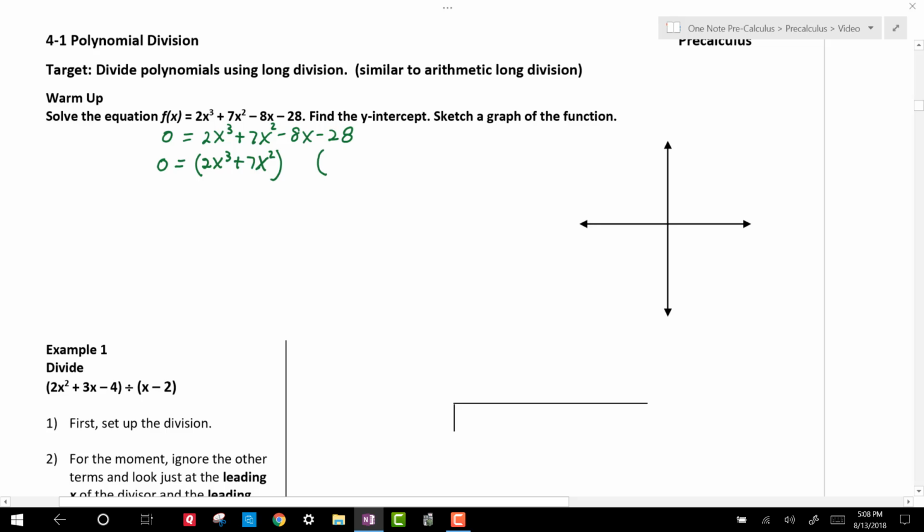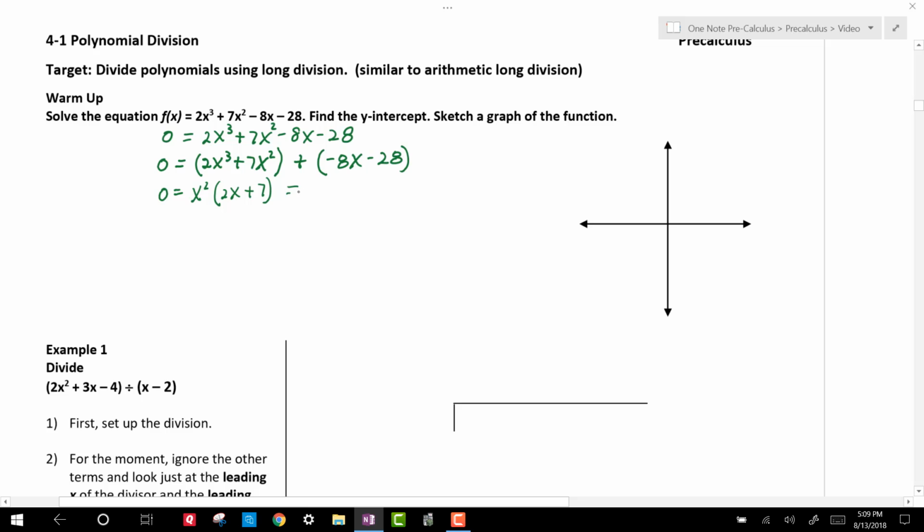And remember, if there's a negative in front of that third term, it stays with the third term, minus 28, and we always drop a plus sign right in the middle then. Factor out a common factor from the first grouping, so it looks like the only thing we can take out is an x squared. So we can factor out an x squared, and we have 2x plus 7 left over.